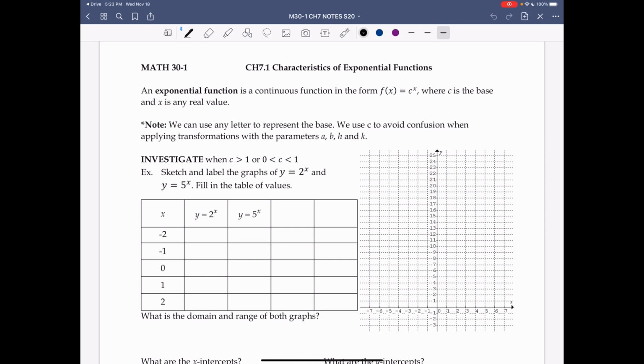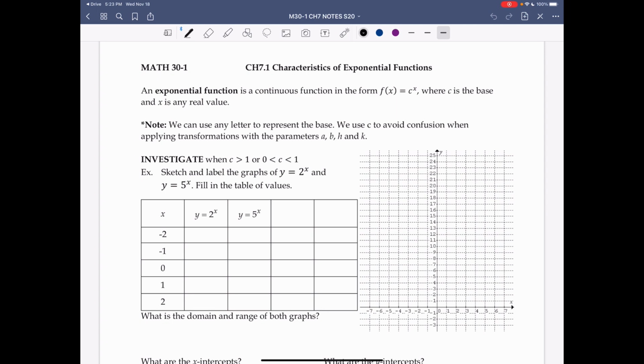Investigate when c is greater than 1 or c is greater than 0 but less than 1. Example, sketch and label the graphs of y equals 2 to the power of x and y equals 5 to the power of x. Fill in the table of values.